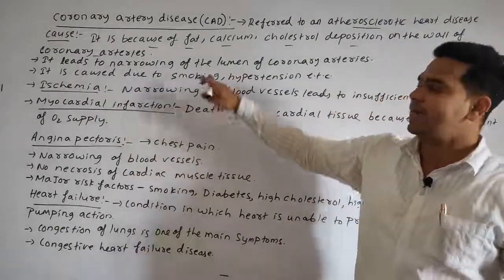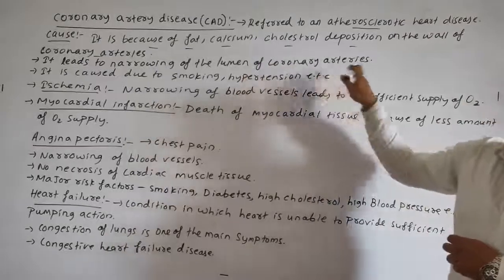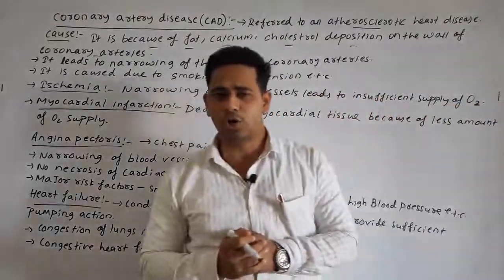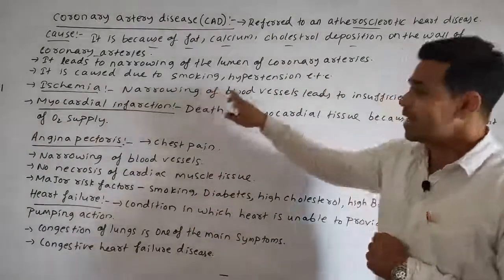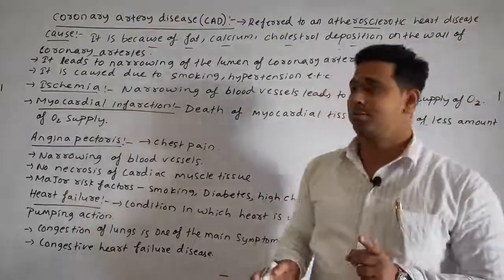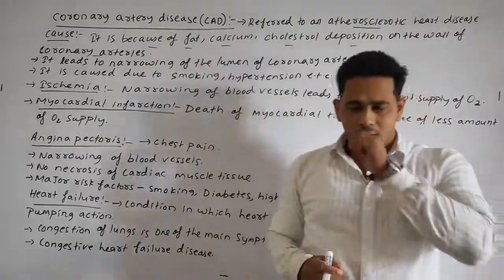Next point, as I said, it leads to the narrowing of the lumen of the coronary arteries. It is basically caused by which factors? It is caused by smoking, hypertension, or high blood pressure. It is the main reason behind coronary artery disease or CAD.